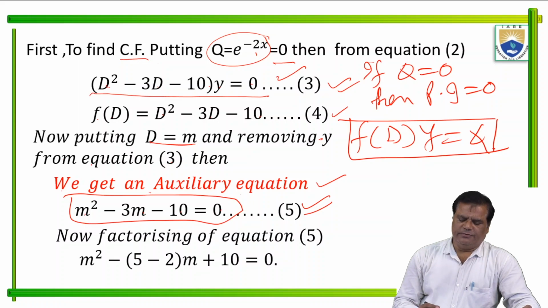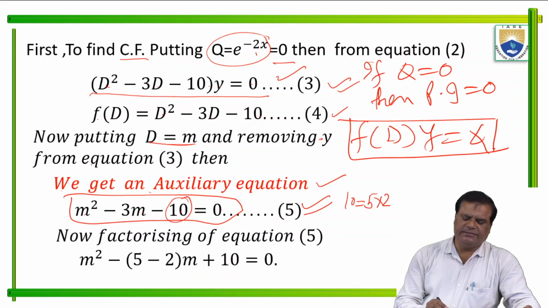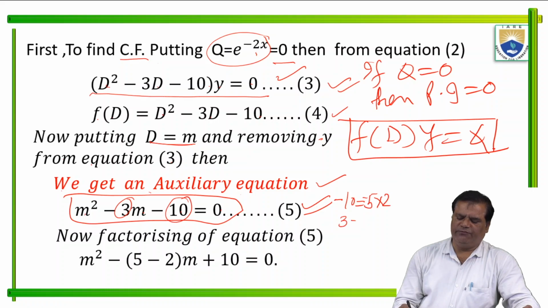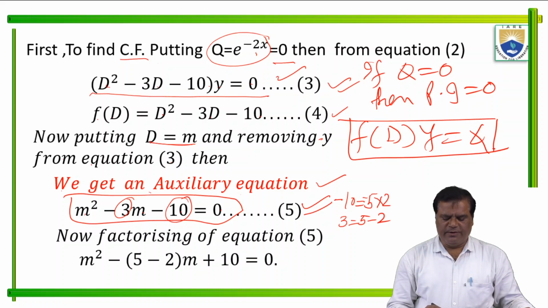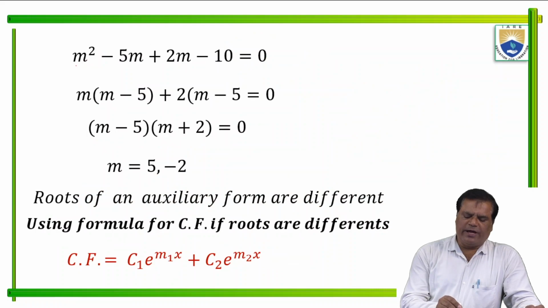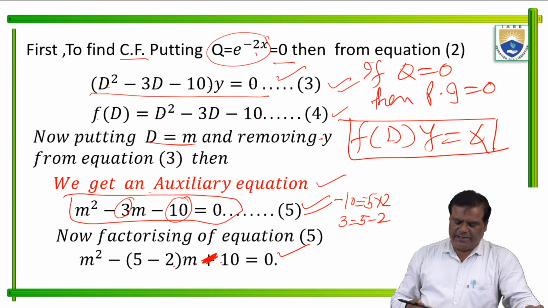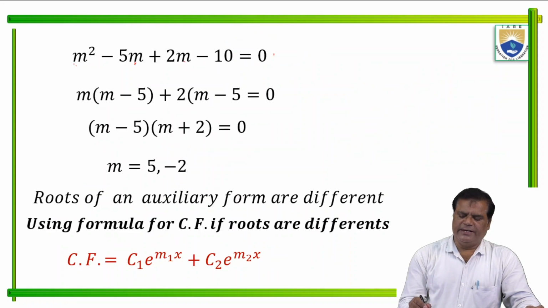Now factorizing equation 5. The last number is 10, and 10 is 5 times 2. Here it is minus 10, and the middle term is 3, so we subtract: 5 minus 2. So we factorize m² minus 5m plus 2m minus 10 equal to 0. Multiplying the signs, minus 5 and plus 2, we get m² minus 5m plus 2m minus 10.